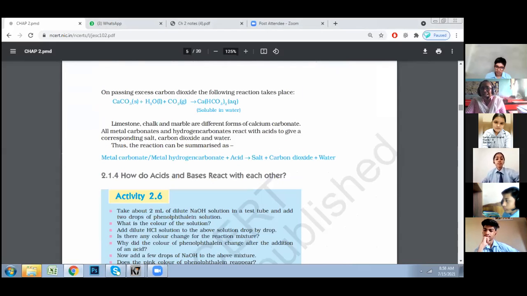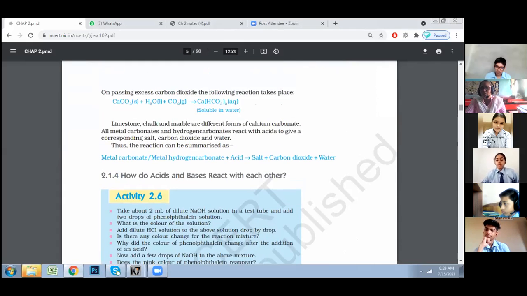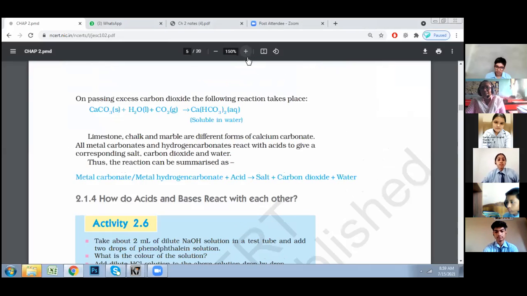Now, on passing excess of carbon dioxide, we observe a certain change here. Because we don't know how long this will take, we keep on passing the gas. As soon as excess carbon dioxide is passed, within 2 minutes only, you will immediately observe that this white precipitate dissolves in water, because calcium salt is easily soluble in water.